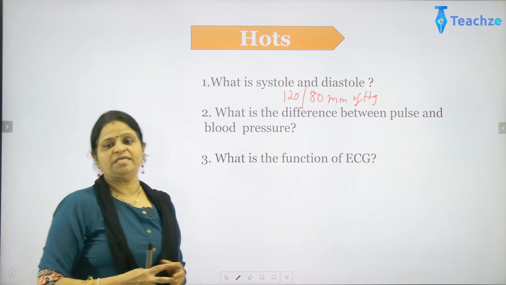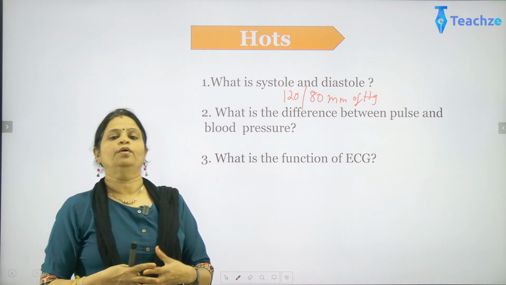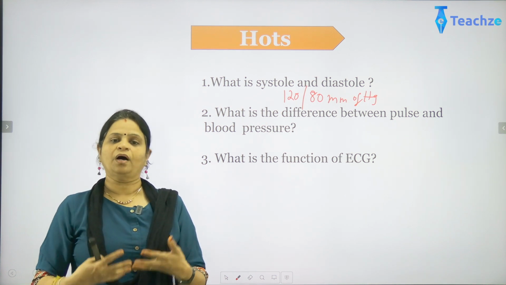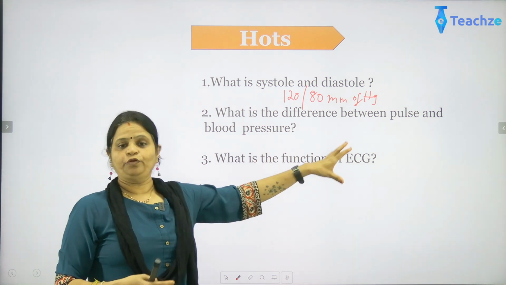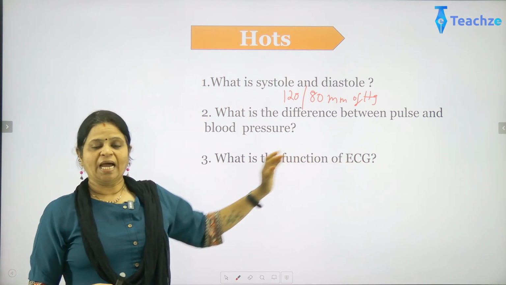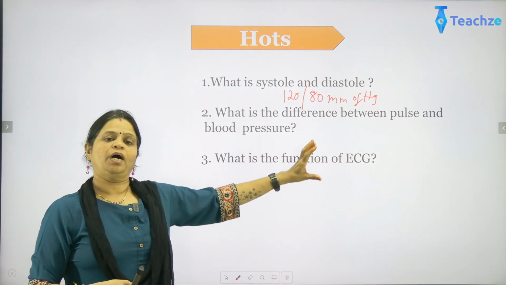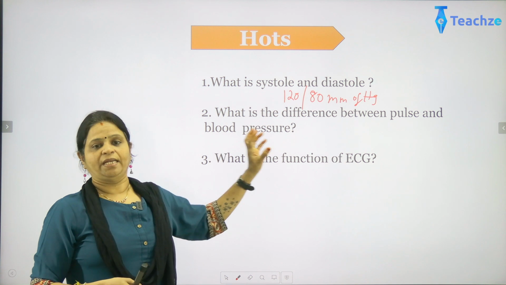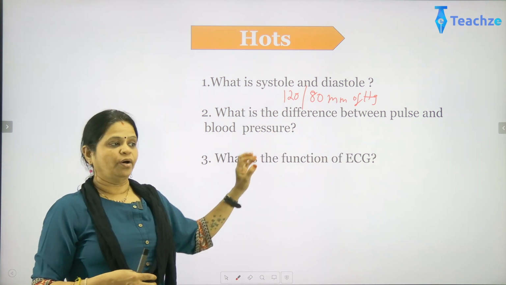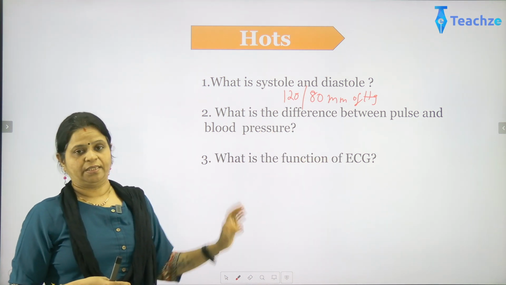Now what is the function of ECG? ECG will help you form a graphic representation of how your heartbeat works, and the full form of ECG is electrocardiogram. This will help you understand how your heart functions and if there are any variations in your heartbeat or any blocks in that area.